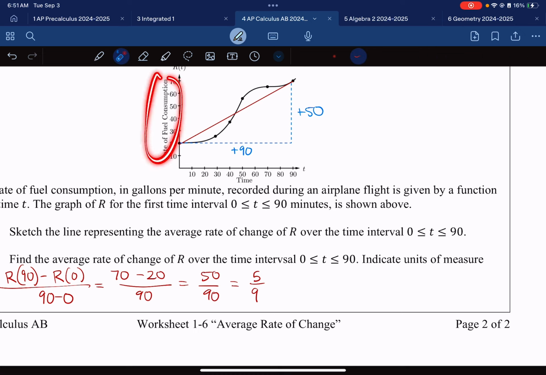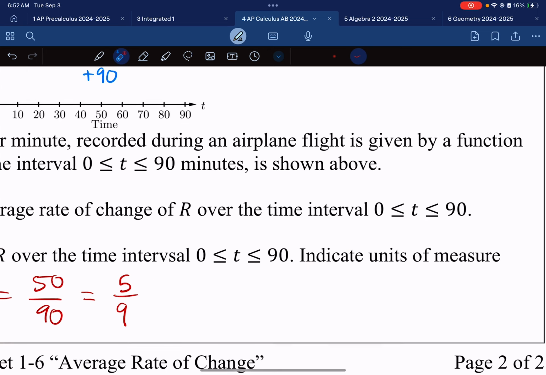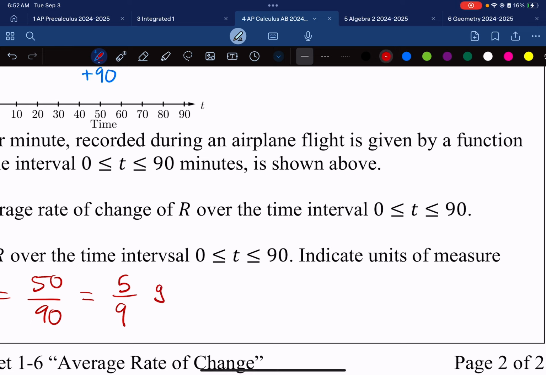So it's our y-coordinate divided by our x-coordinate. So this is rate of fuel consumption, but those aren't really units, and time isn't really units. You want minutes or something. Yeah, it says minutes right there. And what is our y-coordinate measured in? Oh, it says it right here. Our rate of fuel consumption is in gallons per minute. So it's going to be gallons per minute per minute. So we're going to come down here and say this is going to be in gallons per minute. And I can box that.